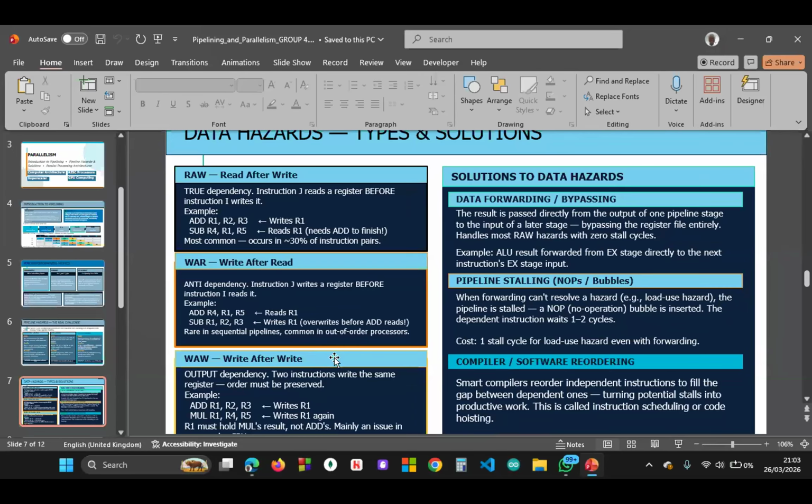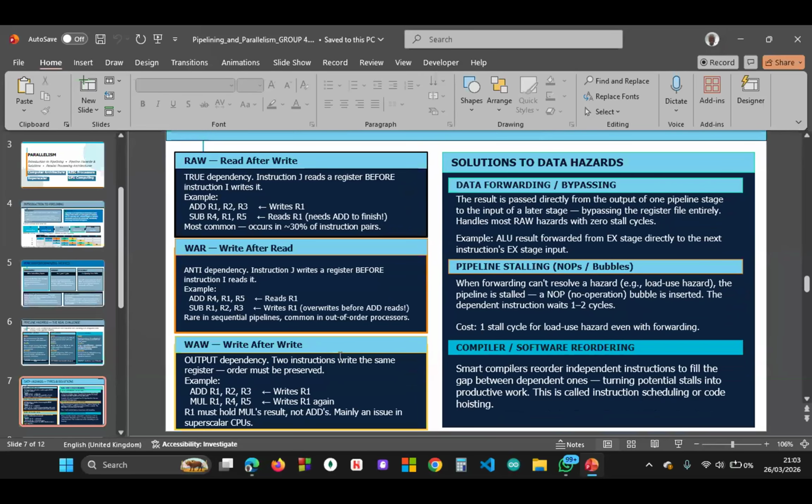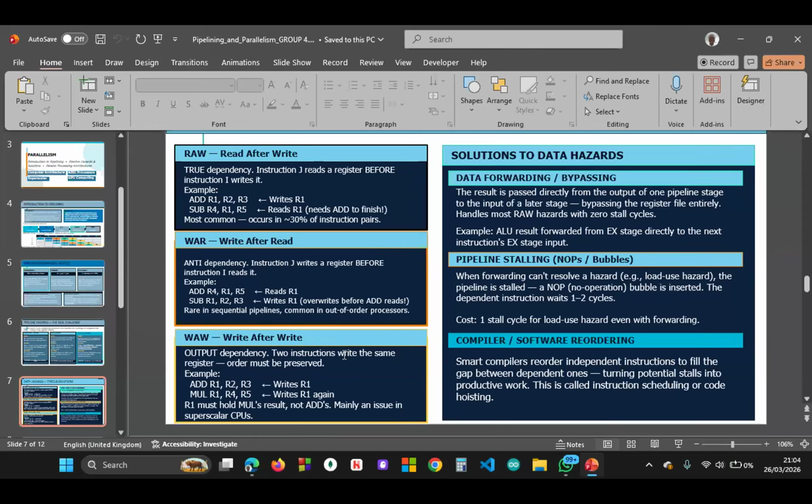Write after write. Output dependency. Two instructions write the same register. Order must be preserved. Example is shown below. Compiler or software reordering. Smart compilers reorder independent instructions to fill the gap between dependent ones, turning potential stalls into productive work. This is called instruction scheduling or code hoisting.